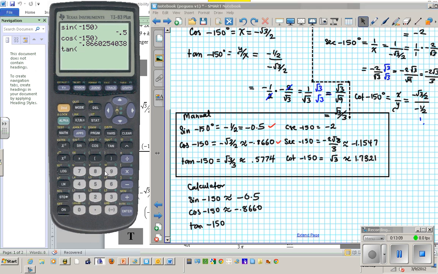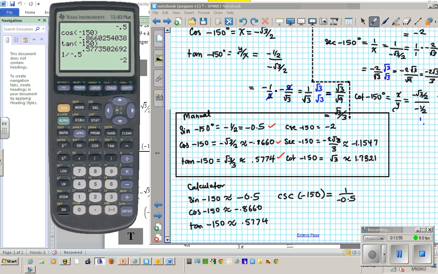Tan is going to be tan of negative 150. So this one is going to be approximately 0.5774. That tells me that my next answer is correct. Okay? Now let's do the cosecant. So cosecant negative 150 is simply going to be 1 over this answer right here. So 1 over negative 0.5. So just reciprocate this answer, okay? So you're going to do 1 divided by negative 0.5. Answer is negative 2. So this one is exactly negative 2. So that means our other answer is correct.